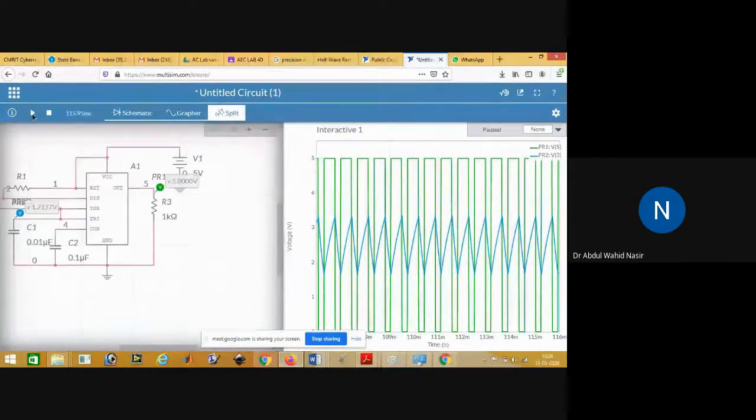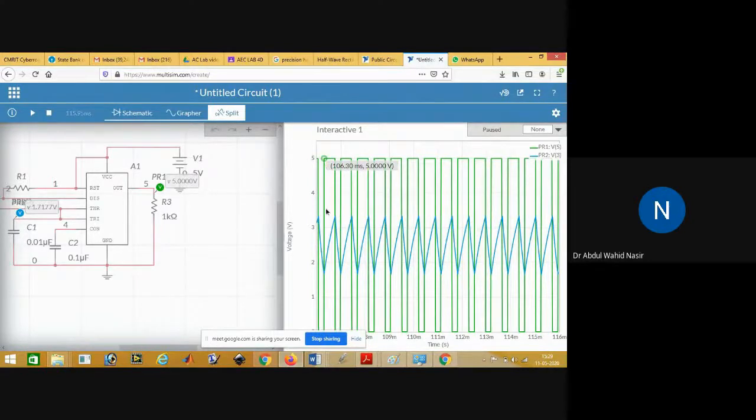As the name suggests, we have designed an astable multivibrator, which means there is no stable state. The output switches between 5 volt and 0 volt: for some period of time 5 volt, and for some period 0 volt. The green curve, the square waveform that you are getting, is the output waveform.